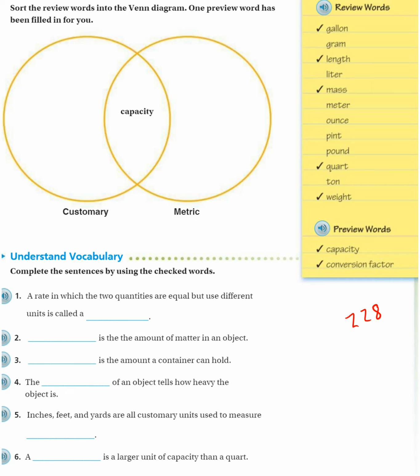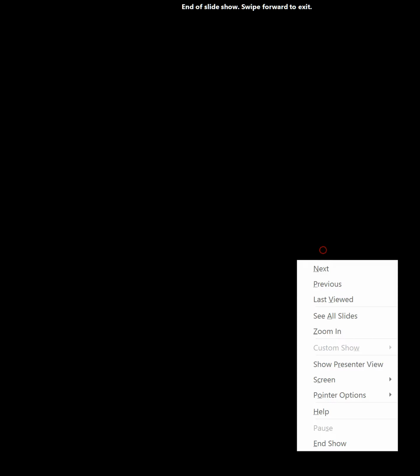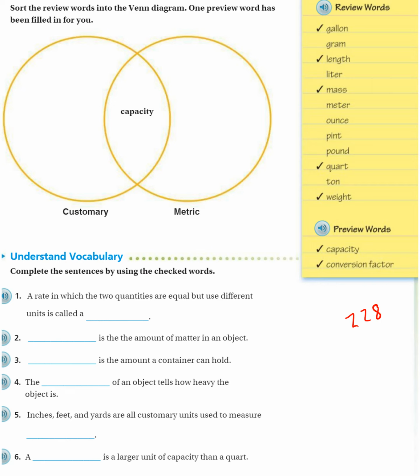We have two measures of unit, customary and metric. Customary is what you're used to here in the United States, pounds, feet, inches, those kinds of things. The metric system is actually what most of the world uses, and we see it occasionally here. For example, we see it in sodas, like a 2 liter of soda. Liter is a metric unit of measurement.